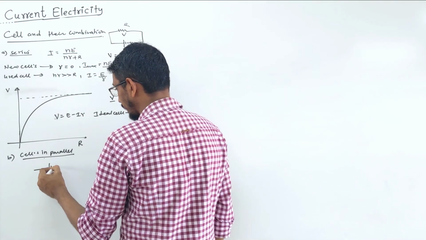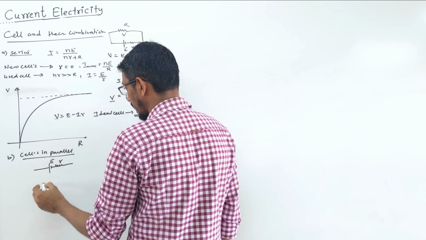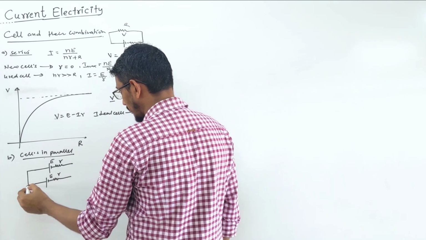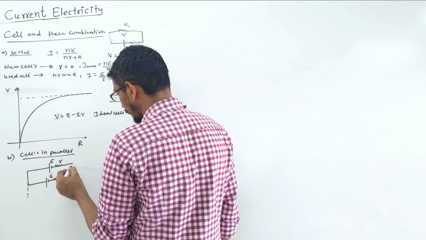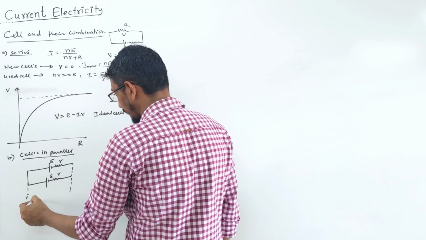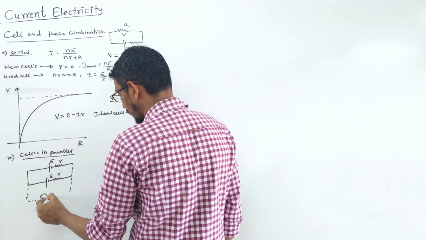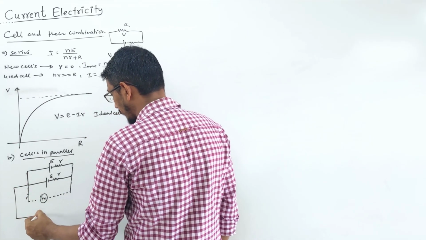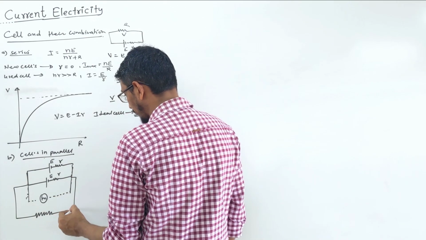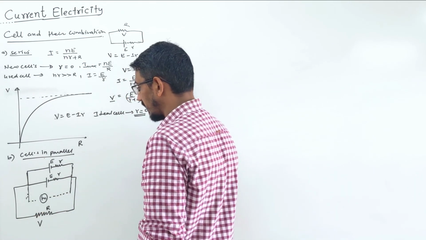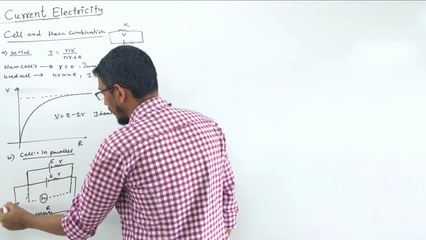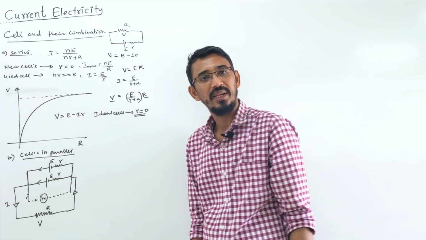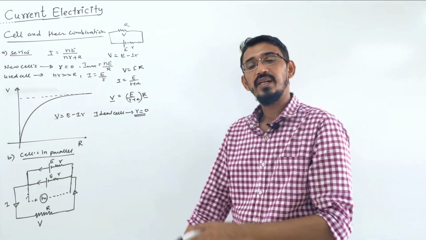So this is one cell of EMF E, internal resistance r. You have another cell. Similarly, you have many cells. How many cells? M number of cells are connected in parallel, and they are all connected to some external resistance. We call that capital R. We want to know the potential difference and the current flowing. So look here, cells are connected in parallel now. How many cells? M number of cells, correct?